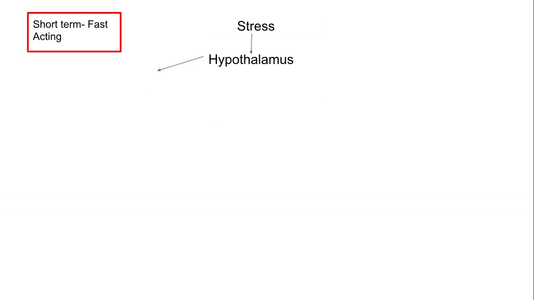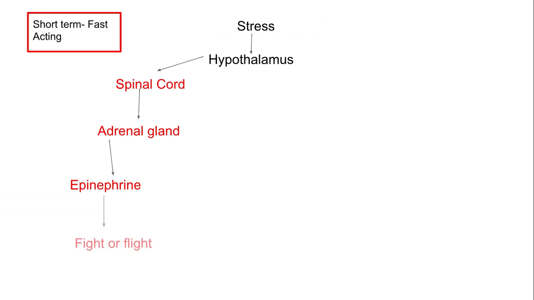So how is this working? Well, the hypothalamus actually sends a message directly to the spinal cord, just like a reflex arc. And that triggers our adrenal gland to release epinephrine, which then is part of our fight or flight response. Fight or flight means, do I stop and protect myself or do I run to protect myself? So fast acting stress is like that initial boom, scared. What am I going to do?